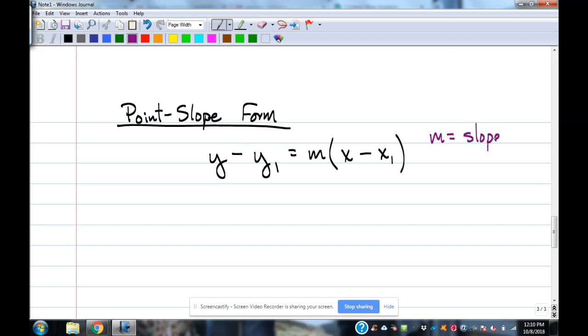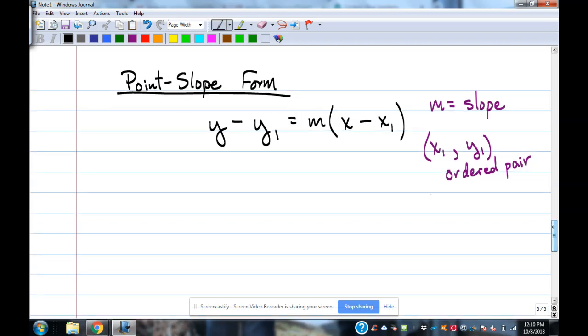M is still the slope. That has not changed and will forever be the slope. Anytime you see that in a linear equation, it's the slope. This x1 and y1 that's there, that's an ordered pair, okay? That ordered pair doesn't matter what the numbers are in there. It doesn't have to be a y-intercept. When we were doing slope-intercept form, that ordered pair we were using had to be a y-intercept. Point-slope form, it doesn't have to be. So this is why we need this: what if it's not a y-intercept? Can I still get an equation out of that?